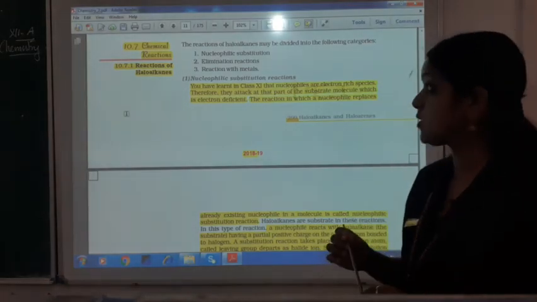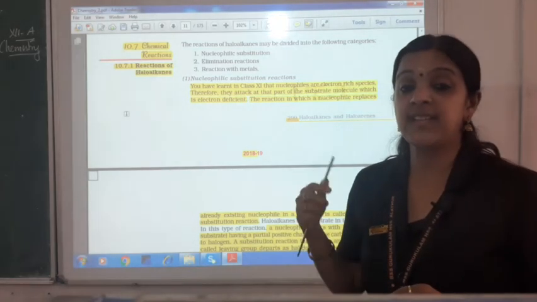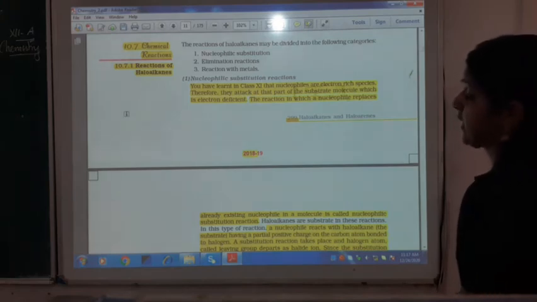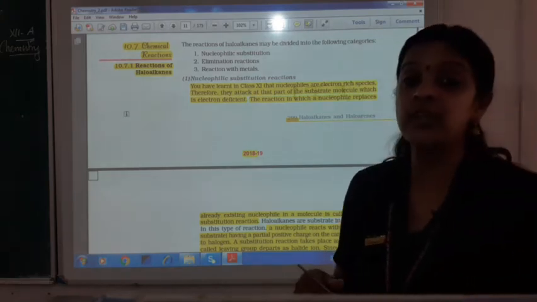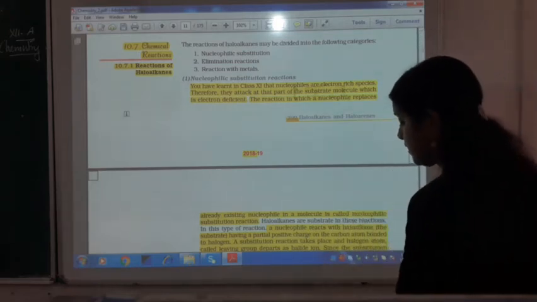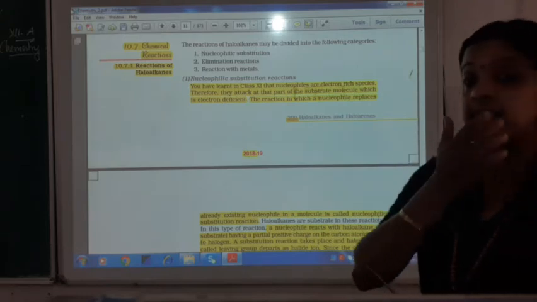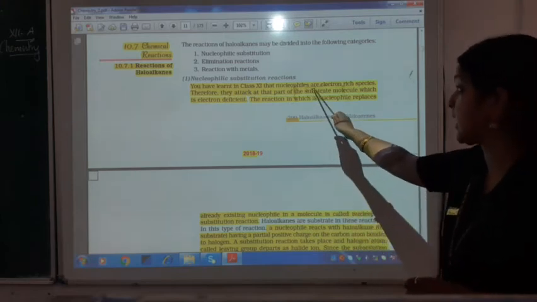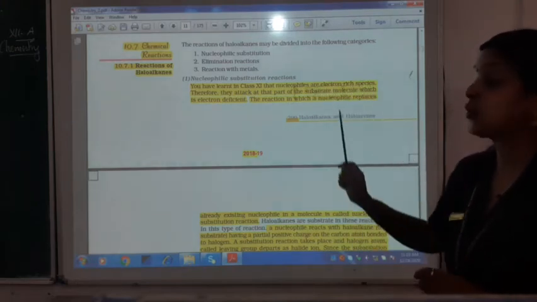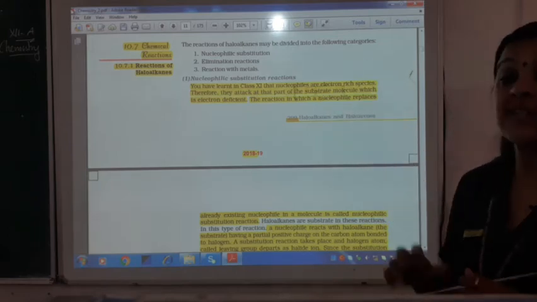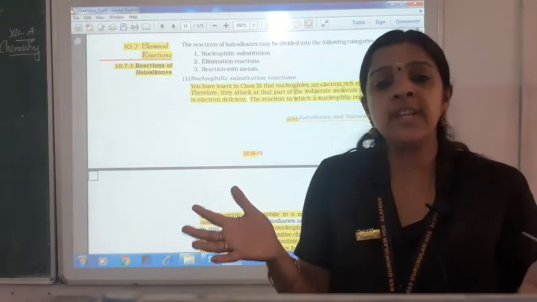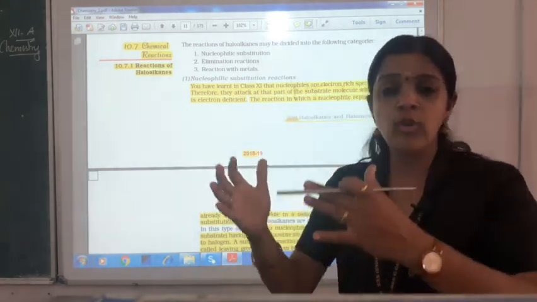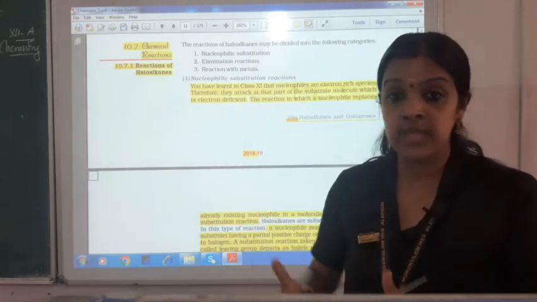Let us now learn about some of the properties, or rather the reactions, of haloalkanes: nucleophilic substitution reaction, elimination reaction and reaction with metals. Haloalkanes undergo nucleophilic substitution reactions. You have already learnt in +1 that nucleophiles are electron rich species, so they will attack where the substrate molecule is electron deficient. They have a lot of electrons, so they look for centers where there are no electrons, and get themselves attached to that position.